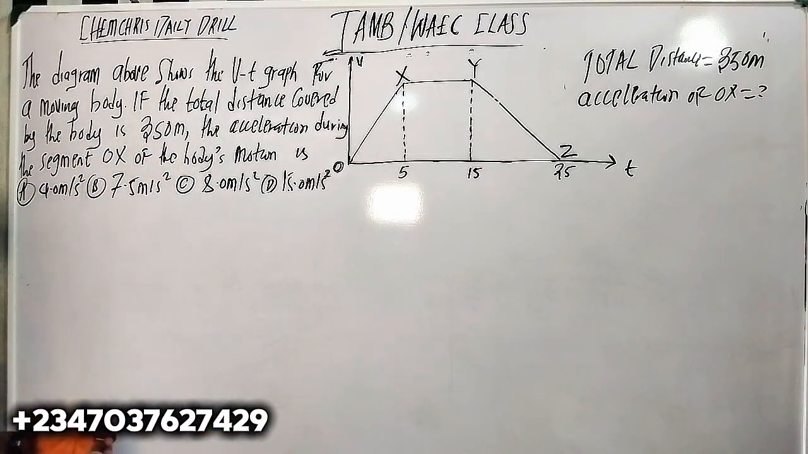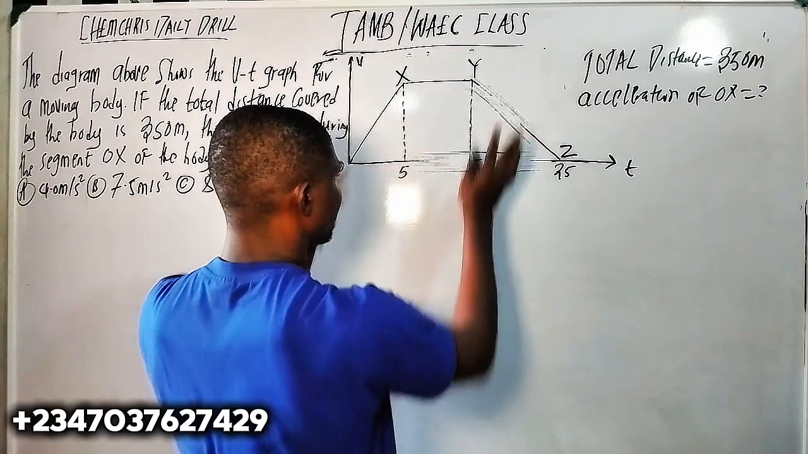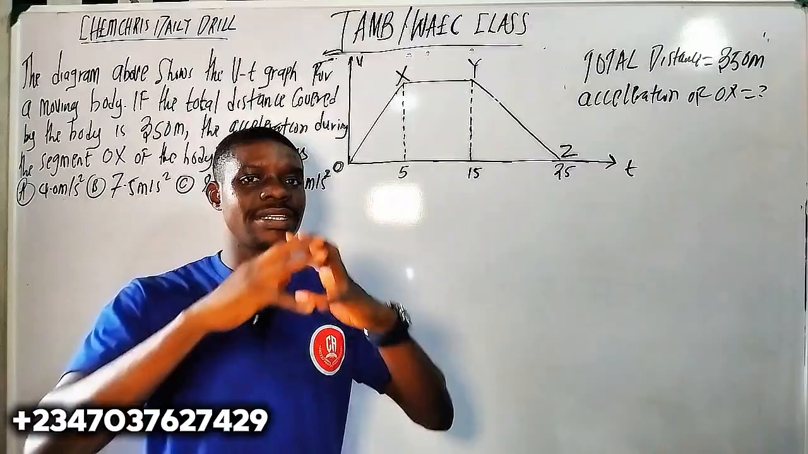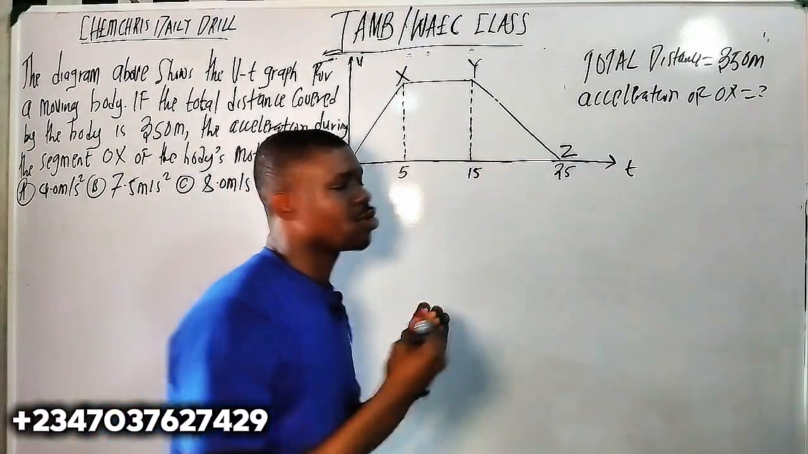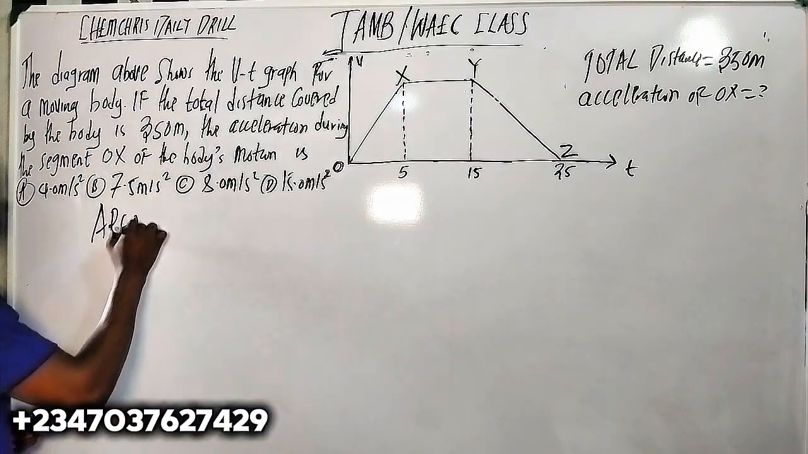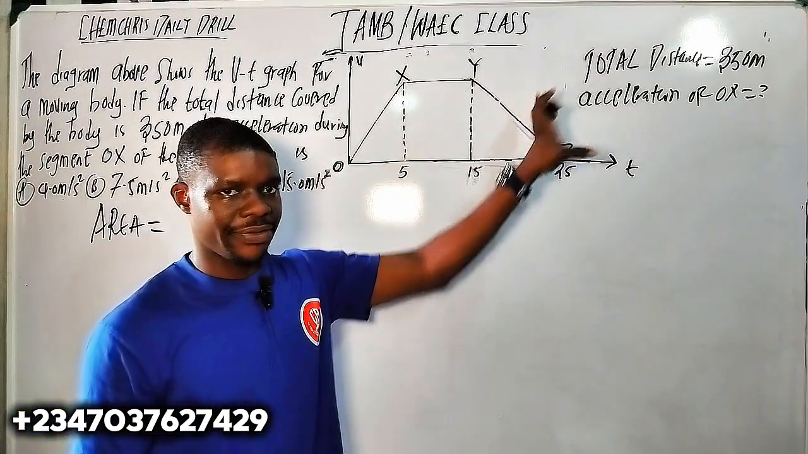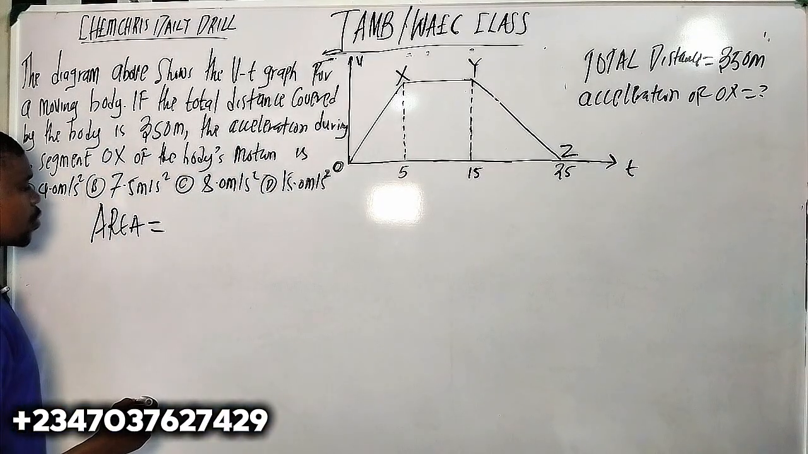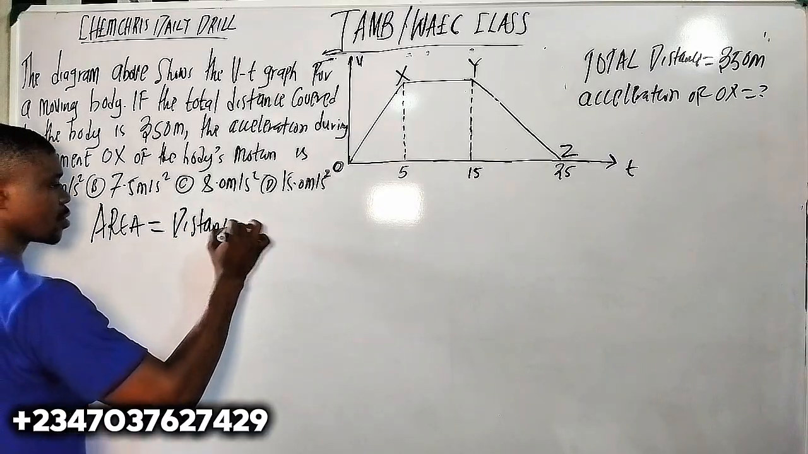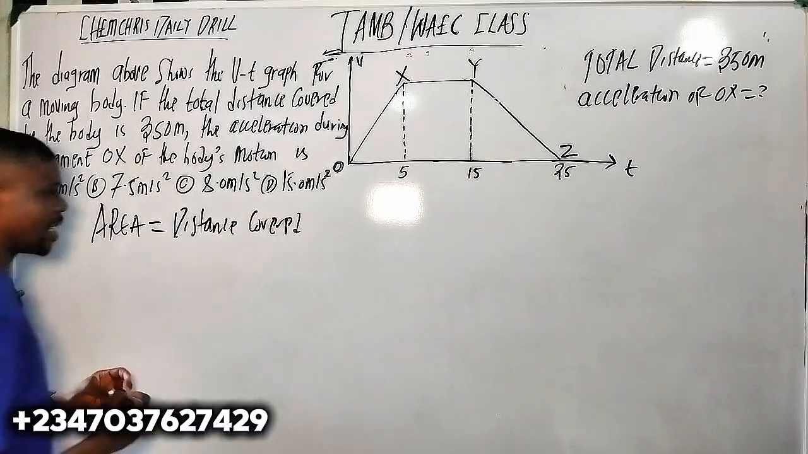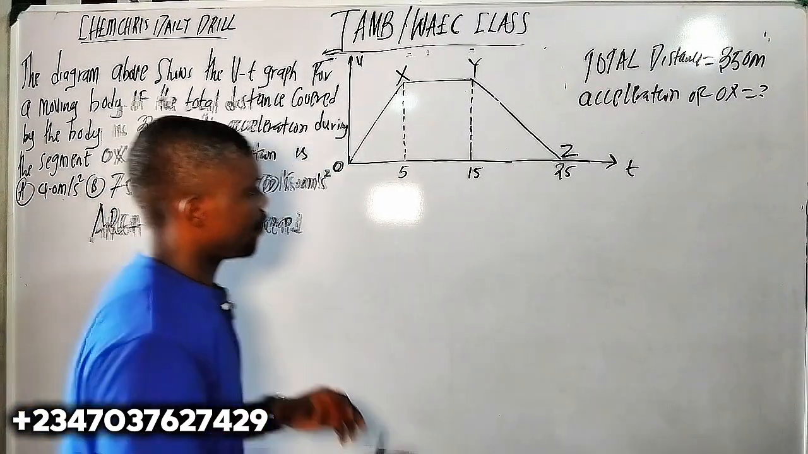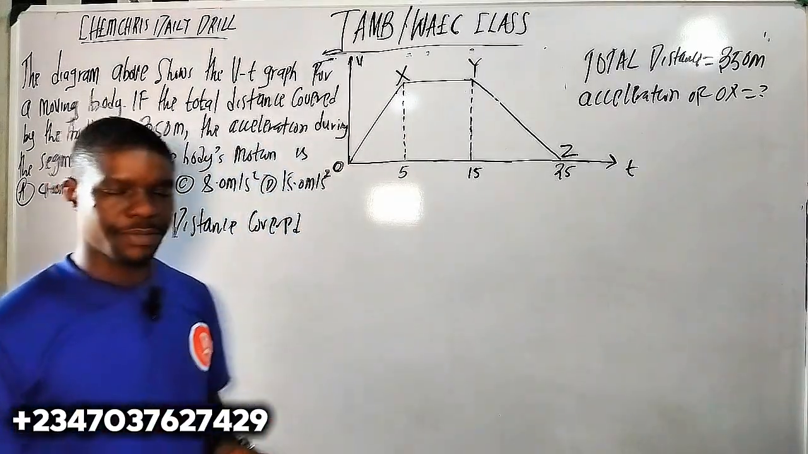The first thing to look at is the shape of the graph. The area of the shape of this graph is equal to the total distance covered by the body. Now, the shape of the graph determines the formula you're going to use. If you look at this one here, it is a trapezium.